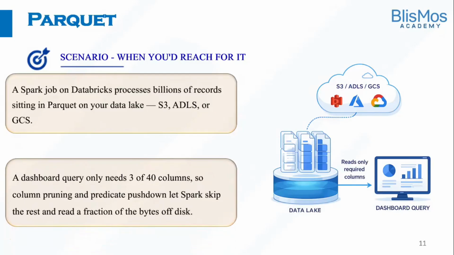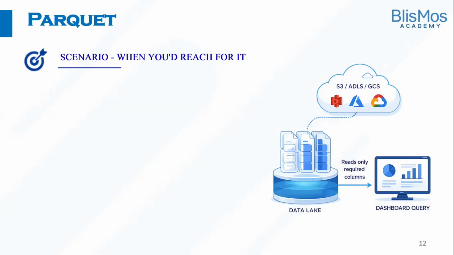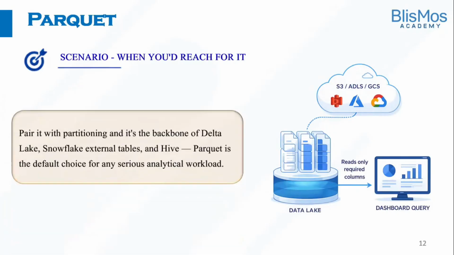Similarly, predicate pushdown allows filtering conditions to be pushed closer to the data source so that unnecessary data doesn't have to be read. So in the whole process, this dramatically reduces the amount of data that needs to be scanned. This is why Parquet is so common in modern data engineering.